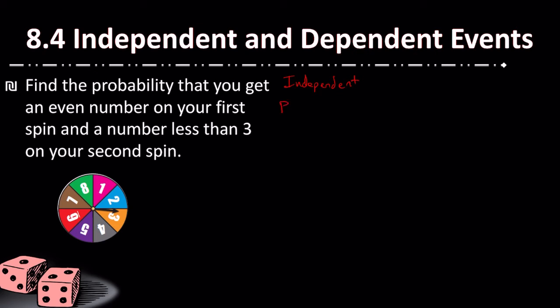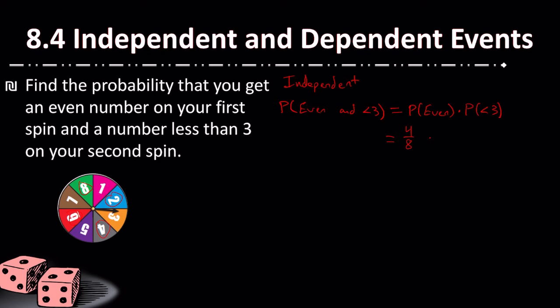So we want the probability that we get an even number and then a number less than 3. All right, since this is independent, we can just multiply the two things separately. So we can multiply the probability of getting an even with the probability of getting less than 3. Even, well, half the numbers are even. There's 4 spaces, the 2, the 4, the 6, and the 8. So that's 4 out of 8.